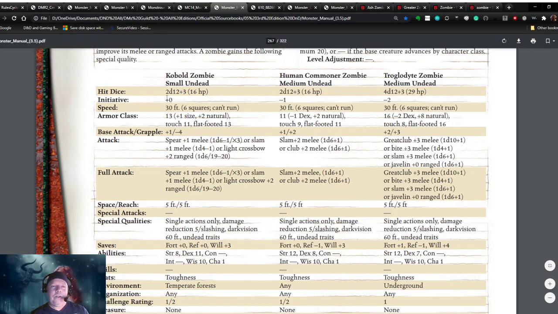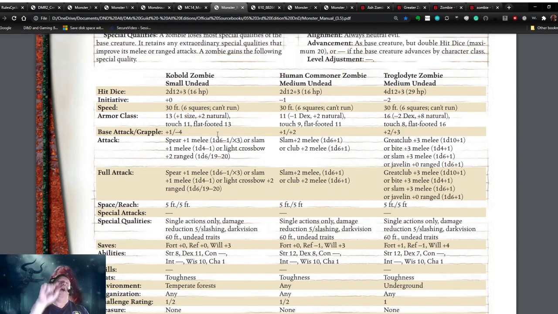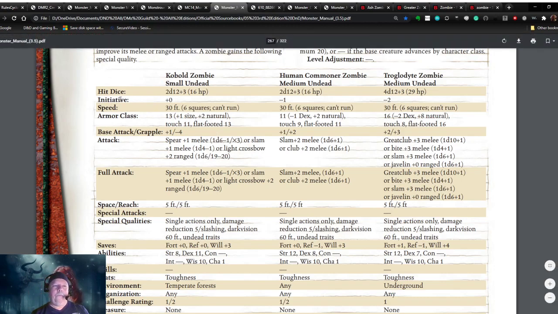Now, the reason they go with these is because this edition had some different rules. Your size modifier affected your armor class. Your dexterity affected your armor class. The difference between your size and your opponent affected your armor class. All this kind of stuff. So, the kobold zombie has an AC of 13. Human commoner zombie has an AC of 11. Then there's the troglodyte zombie with an AC of 16.